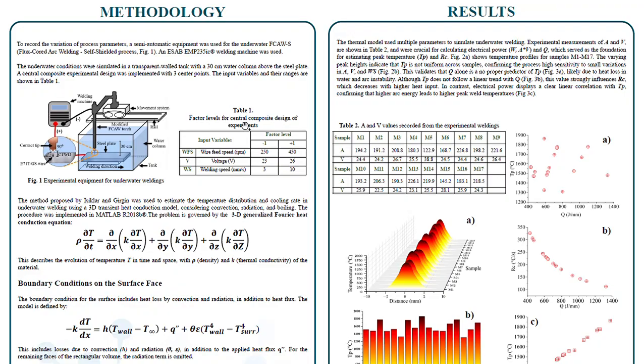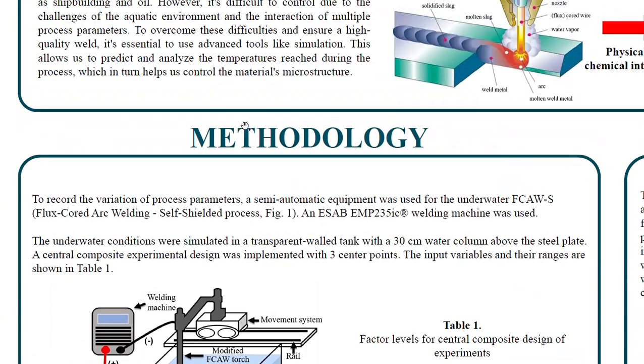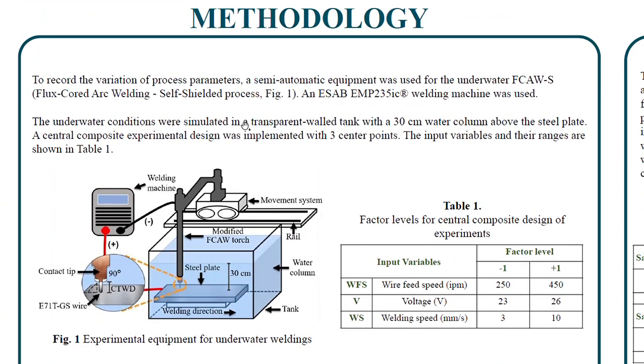In second place, in the methodology section of this work, we studied underwater FCAW welding of A36 steel, a structural steel. The experiments were carried out in a transparent tank with a water column of 30 centimeters above the steel plate. So this can be seen here in figure number 1. We used an SF4 EMP235 welding machine with a semi-automatic equipment to record the main process parameters.